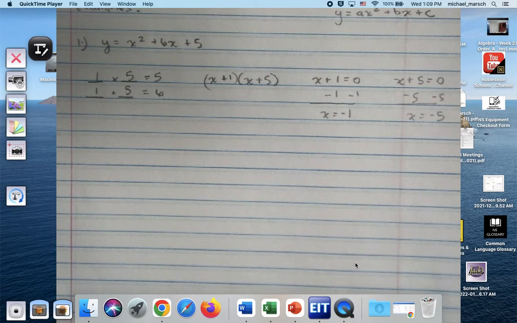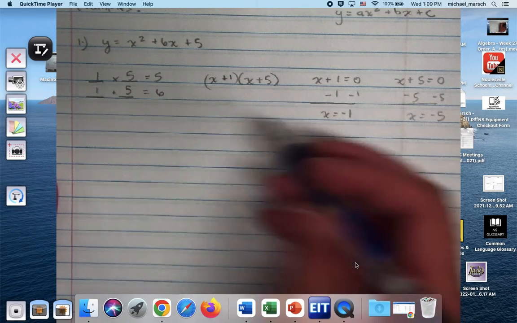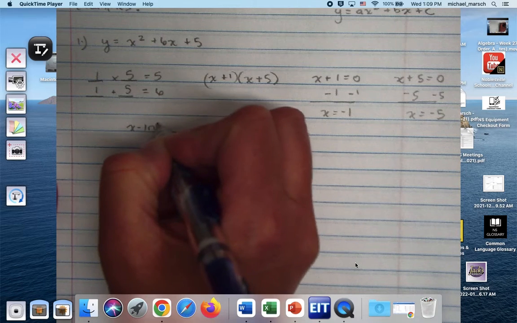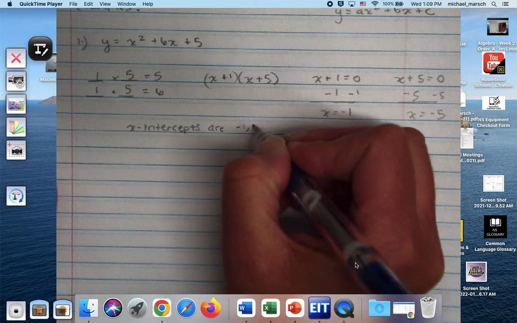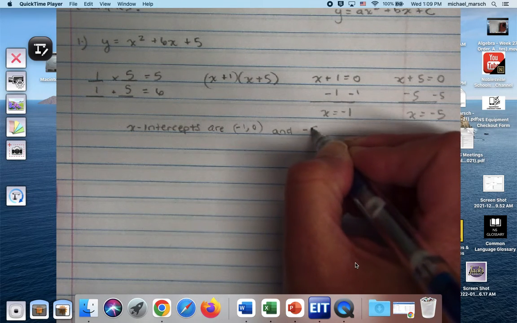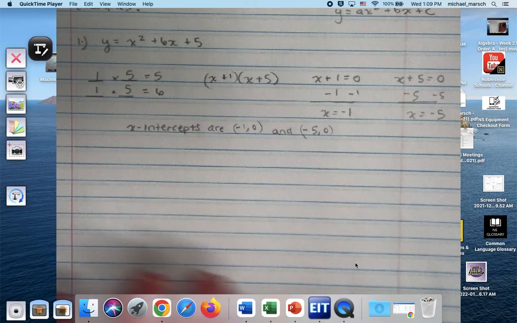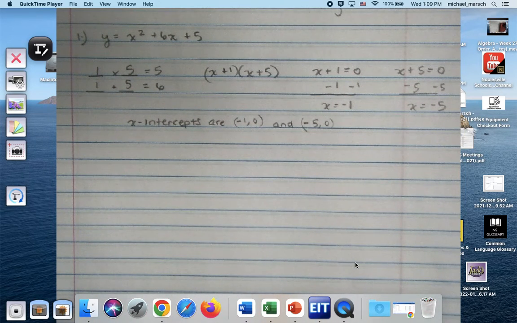So remember, these are our zeros. These are our roots. These are our x-intercepts, okay? So because I was able to factor this and find out my x values, I know that my x-intercepts are (-1, 0) and (-5, 0). So that tells me that my parabola is going to cross the x-axis at those two values. So that's great. We have the starting and stopping, but we don't know how high or how low the vertex is going to be, the peak or the dip.